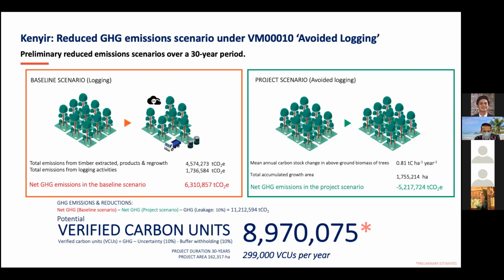But in terms of how much carbon credit, berapa carbon credit yang dijanakan oleh project example Kenyir over 30 years is about 8.9 million tons or 8.9 million carbon credit, or about 299,000 VCU per year. So VCU is verified carbon unit. So one VCU is one carbon credit, okay? So every year, Kenyir will generate about 300,000 VCUs, okay?